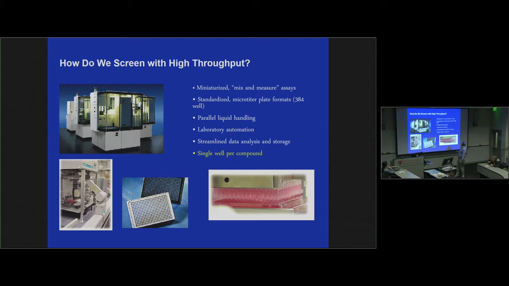We use 384 well plates. We do assays that, for the most part, are mix and measure. We don't like washing. We don't like having to take things out and, say, run a gel. As I said, laboratory automation. The other thing that's very important is because of the cost and the large number of compounds, typically we screen one well. So that's a single concentration, one time to find a compound. And that has certain downstream implications.